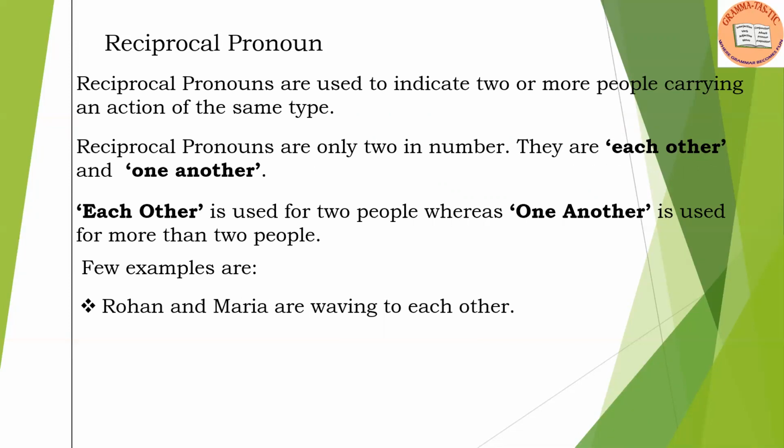Rohan and Maria are waving to each other. Here, as you can see, there are only two people in the subject, Rohan and Maria. So we are using each other here because they are denoting two people. Whereas the next sentence says the children are playing with one another because the children can be more than two. So one another is used here.